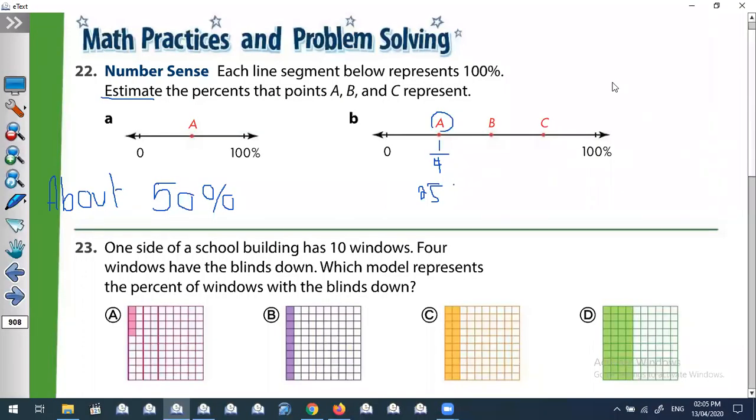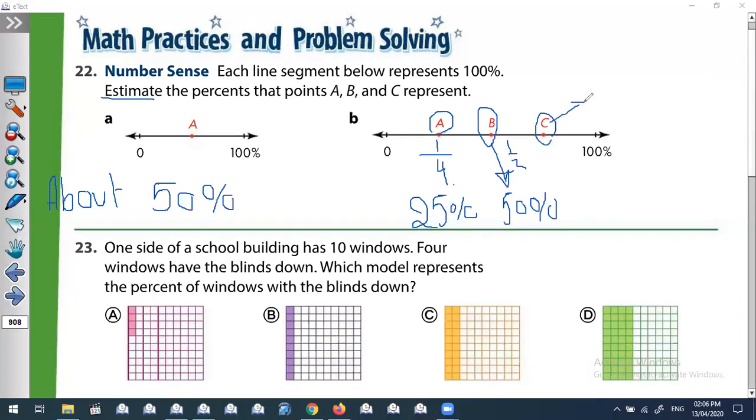Sorry for this lagging. Again, here, A is about a quarter of the distance between 0 and 100. So A is about a quarter. A quarter means 25%. B is in the middle. In the middle means half, and half means 50%. C is about 3/4. 3/4 means 75%.